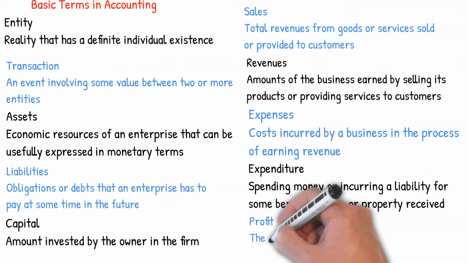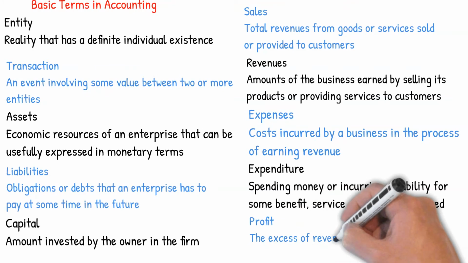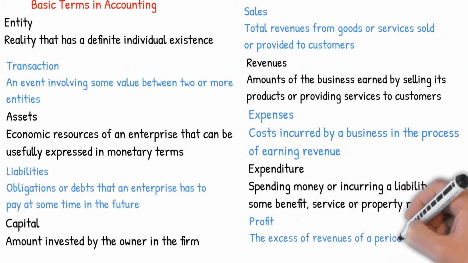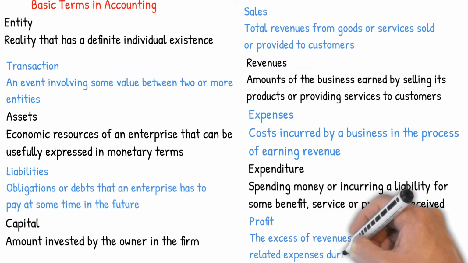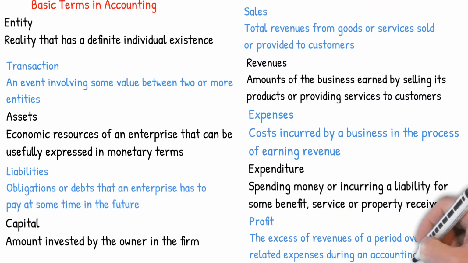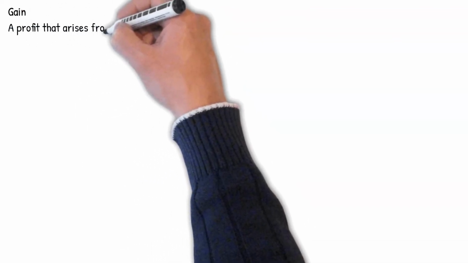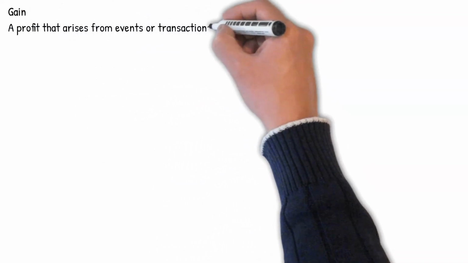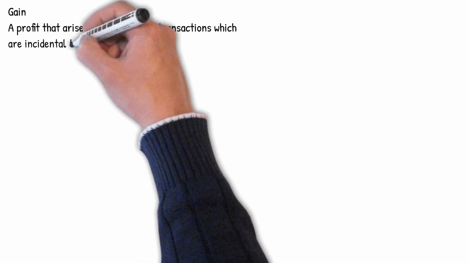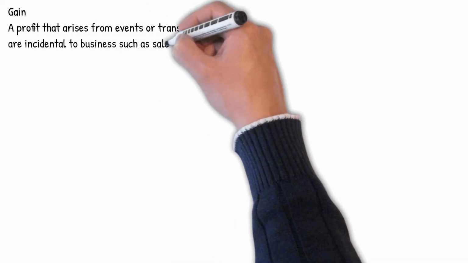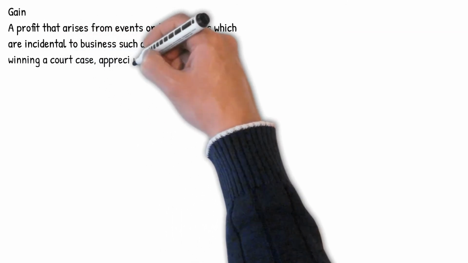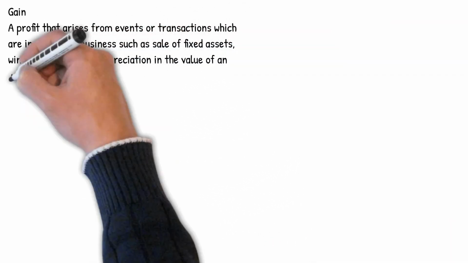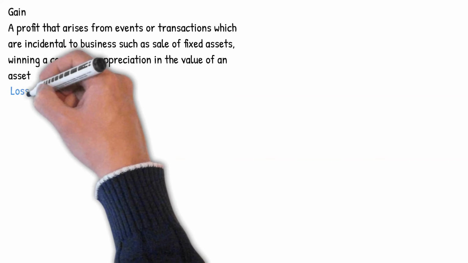Profit. The excess of revenues of a period over its related expenses during an accounting year is called as profit. Profit increases the investment of an owner. Gain. It is a profit that arises from the event or transactions which are incidental to business, such as sale of fixed asset, winning a court case, appreciation in the value of an asset.